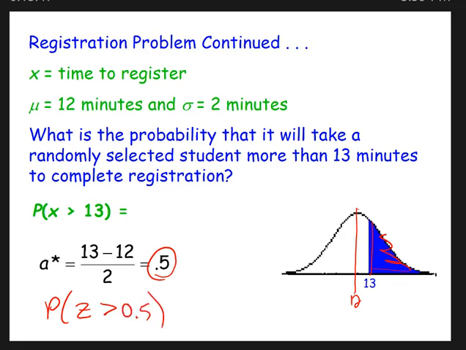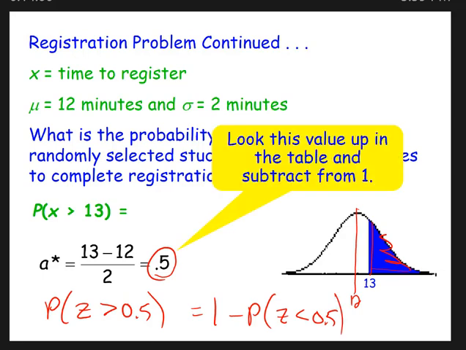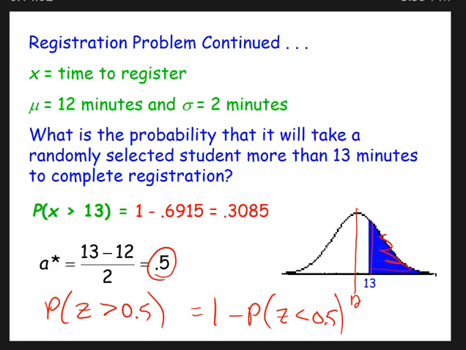Now the table finds the less than probability. So we find the probability of being less than 0.5, and we subtract it from 1, giving us 1 minus 0.6915, or 0.3085. That's the probability of being greater than 13, or having a z-score greater than 0.5.